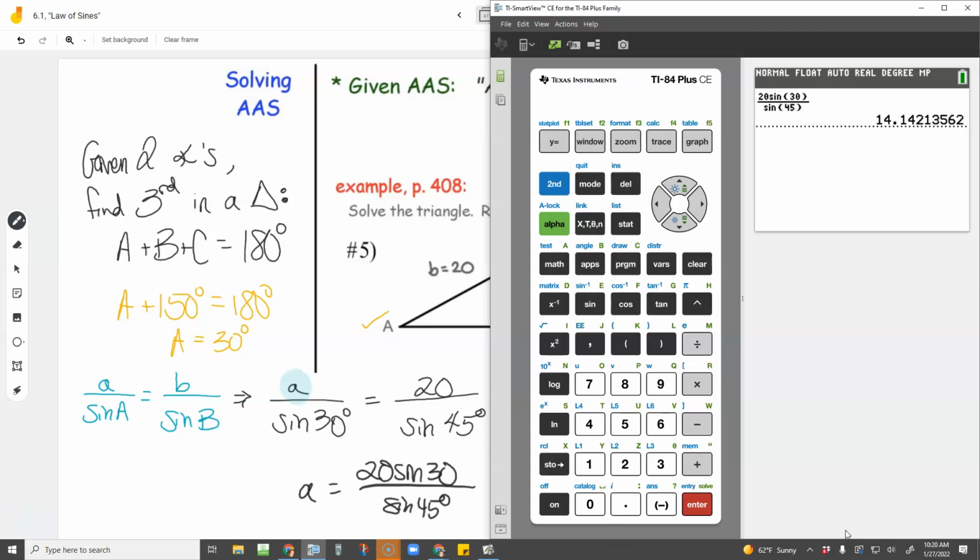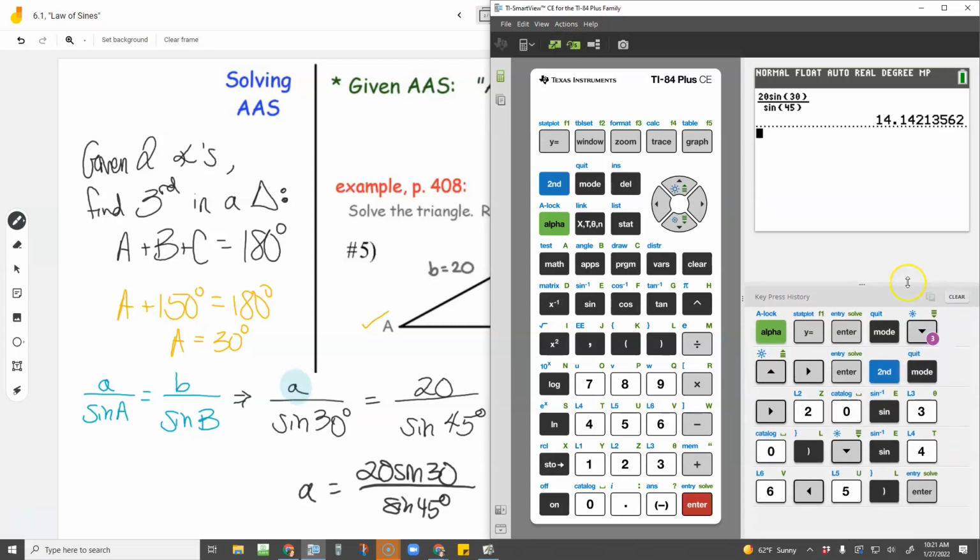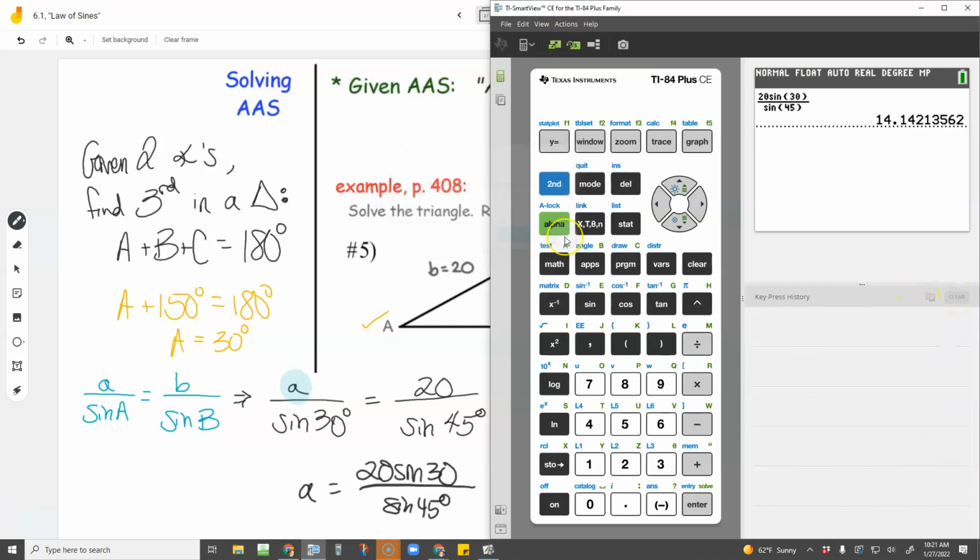I have my final calculation. What's that? I forgot how to do that fraction bar. Oh, don't worry, I got you. Alpha, Y. Even better. Alpha, Y equals enter. In case you needed the enter. Alpha, Y equals enter. Is there more stuff up there?